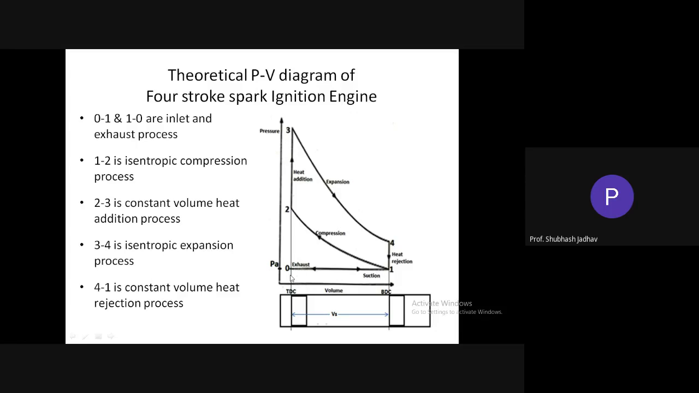Okay, starting from here, which corresponds to TDC, and ending here, which corresponds to BDC. So I hope everybody understood the 0 to 1 line. The 0 to 1 line corresponds to the suction process. During suction, what happens? Negative pressure is created inside the combustion chamber, as the piston was moving, as we have seen here.